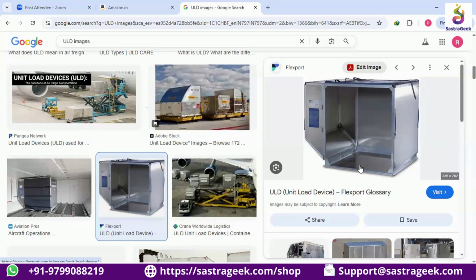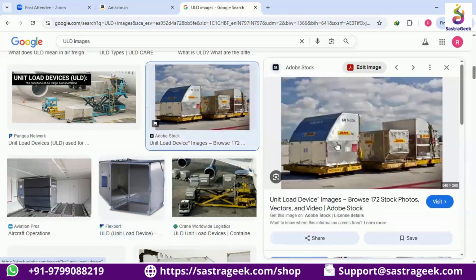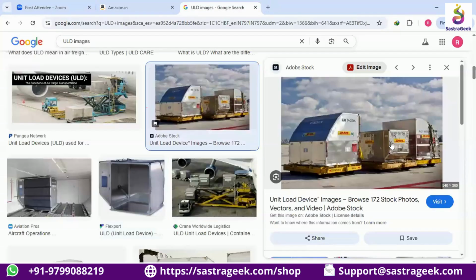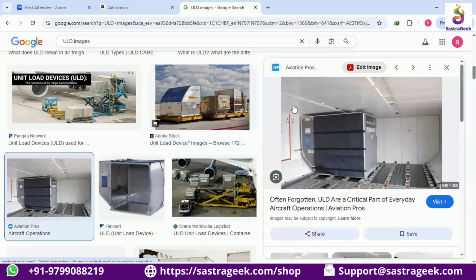And these are built based upon the aircraft design, because I cannot fit any ULD in any aircraft. These ULDs will have a height of around 5 to 10 feet, depending upon what kind of ULD you are transporting. So if you see, this is a smaller ULD size, close to 10 feet. Usually you will have 5 to 10 feet of height for the ULD, and it exactly fits the particular aircraft.